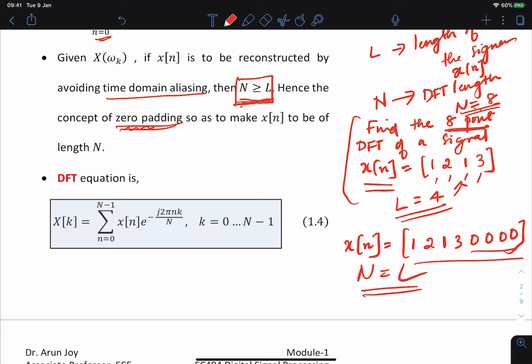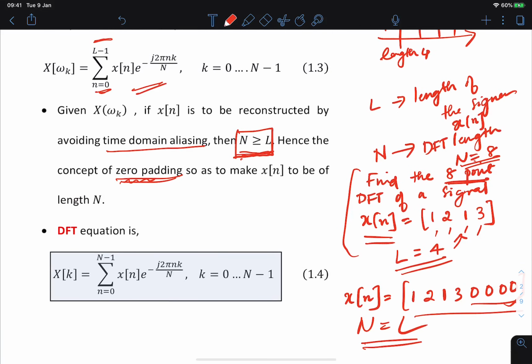Then you can directly apply the expression for DFT. When N is equal to L, you can modify the expression, renaming X of omega k as X of k, the kth sample of the DTFT. And instead of L minus 1, since I have zero padded, it will be k equal to 0 to N minus 1.